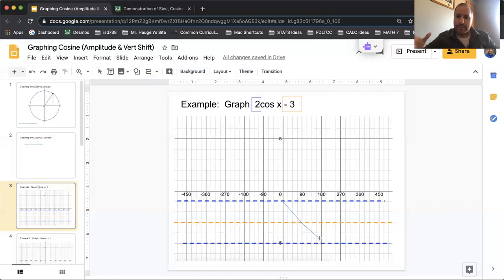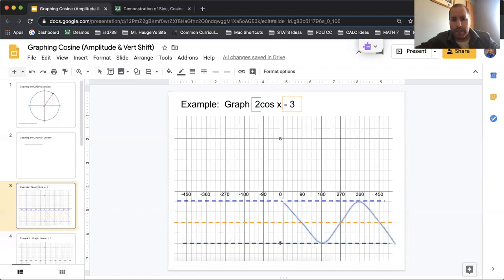At 180, it's the farthest to the left that it can go. So there we would put it at its lowest point, and then it kind of comes back around to the middle and then back up. So it makes kind of the same shape. It just starts in a slightly different spot.